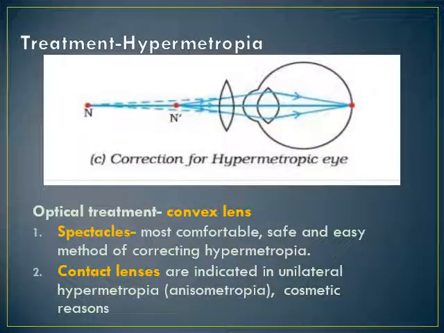Now treatment. It is corrected by a convex lens. It can be either in spectacle or contact lens form. Spectacles are the most comfortable, safe and easy method of correcting hypermetropia. And contact lenses can be used, which are indicated especially in unilateral hypermetropia, as one eye has no refractive error or less refractive error and one eye has hypermetropia. In that case, spectacles are not compatible, so we can use a contact lens. Also for cosmetic reasons, as high hypermetropic glasses are thick, we can use a contact lens in that patient.